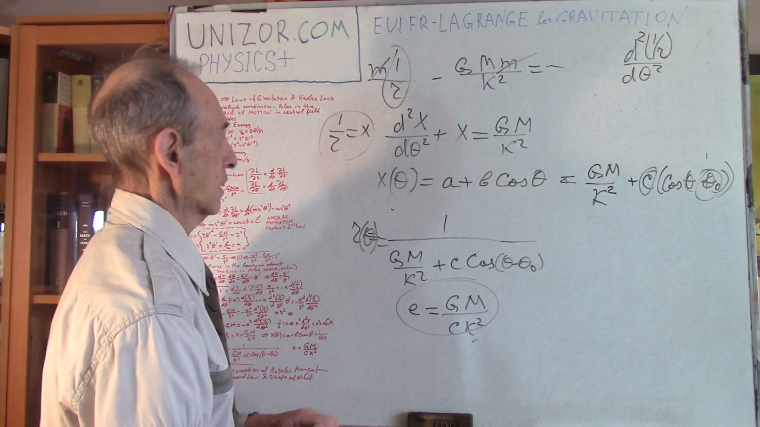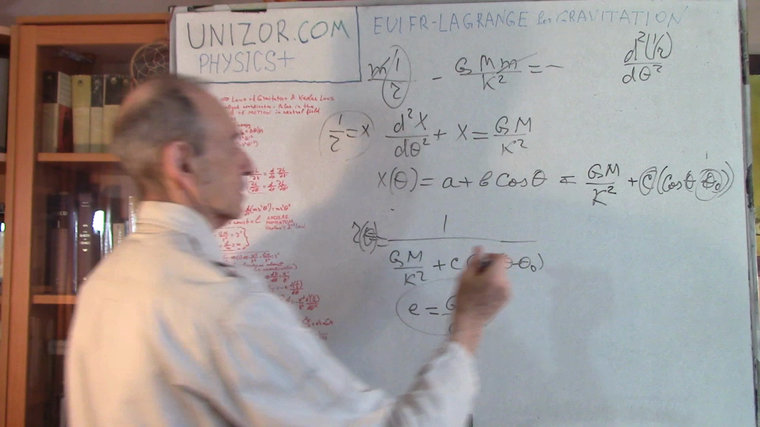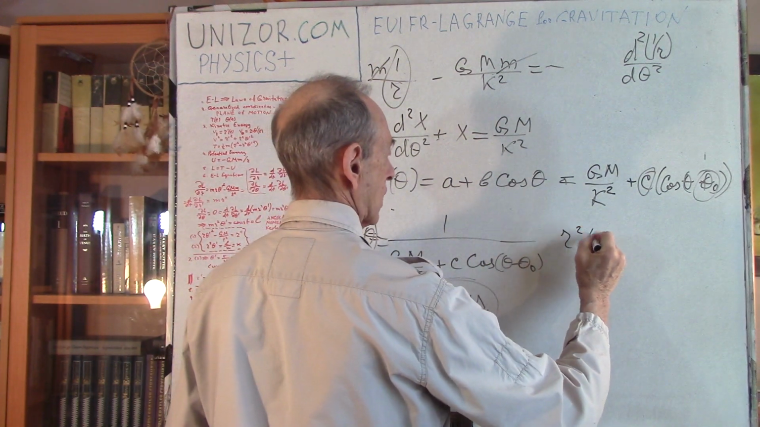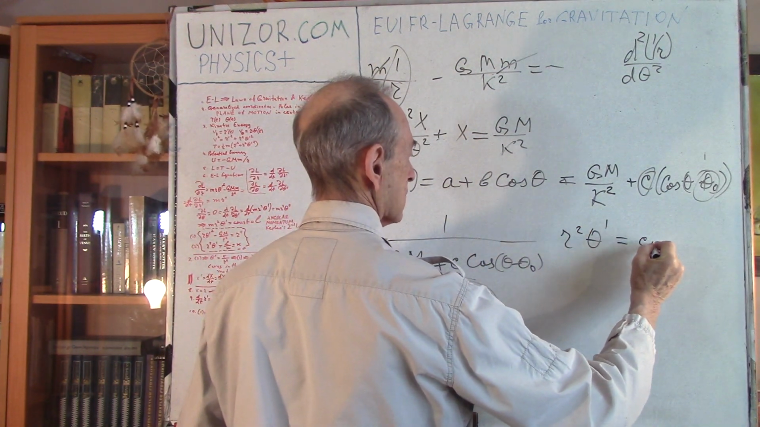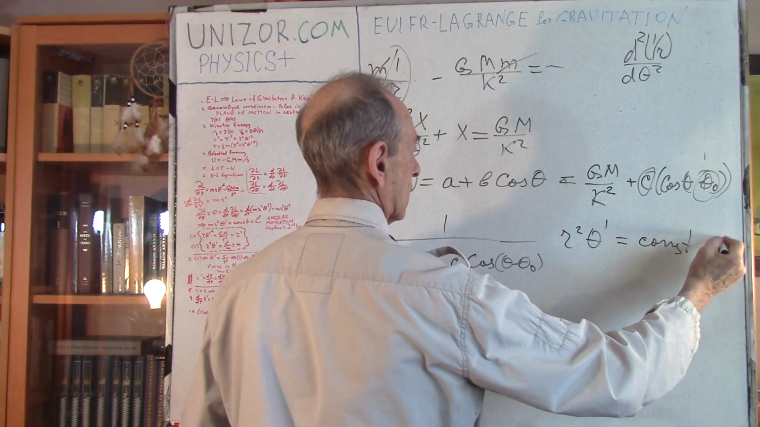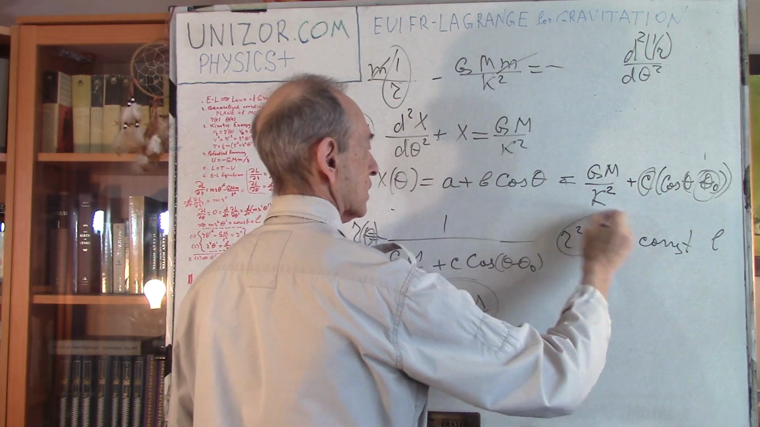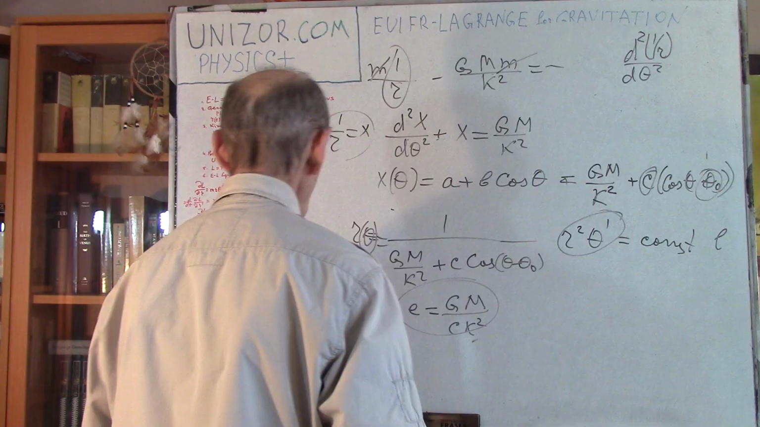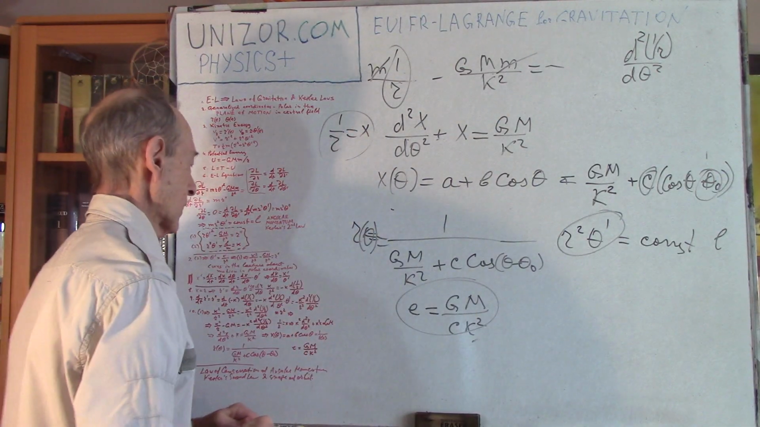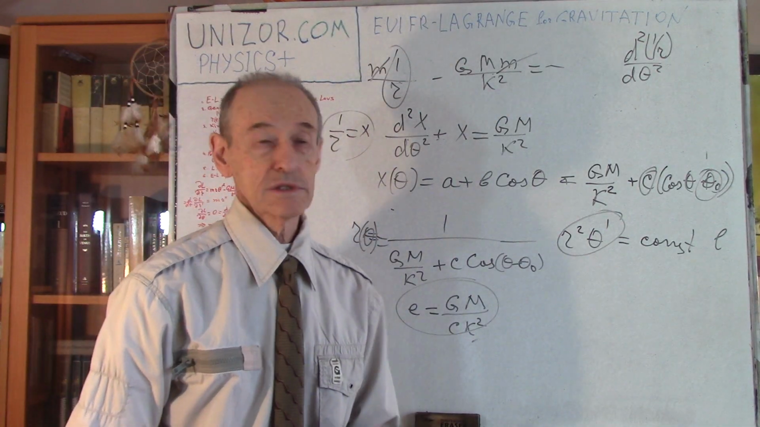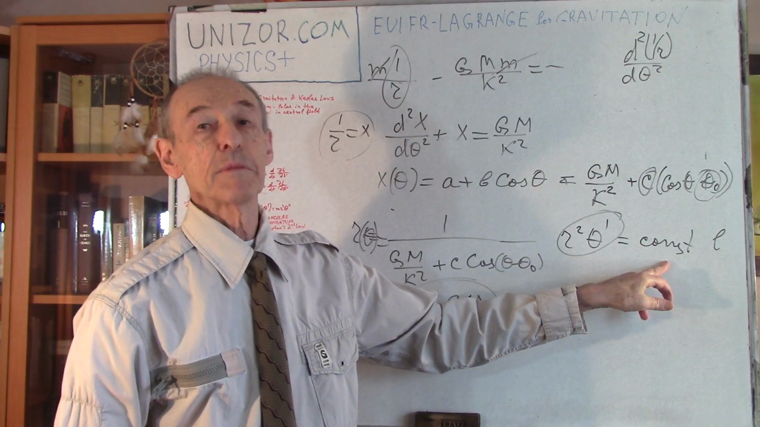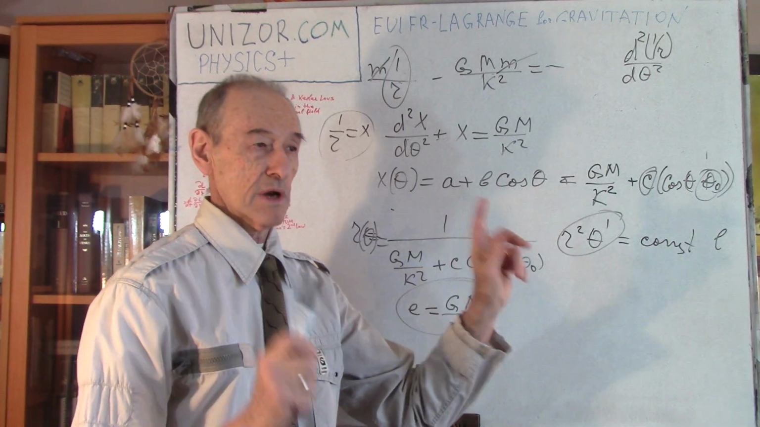We have, I wiped it out, but it was something like r squared theta prime is equal to constant, the L. I used letter L. Now what is this? Well, this is actually the angular momentum. So we have a conservation of angular momentum. It's a very important thing.